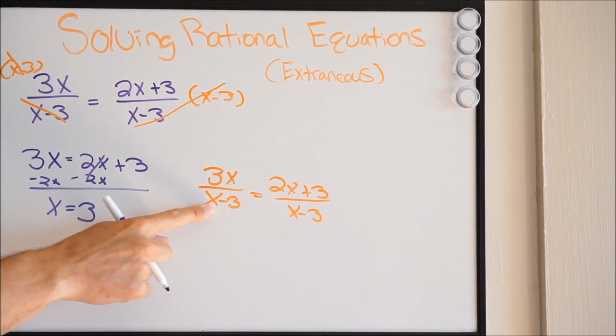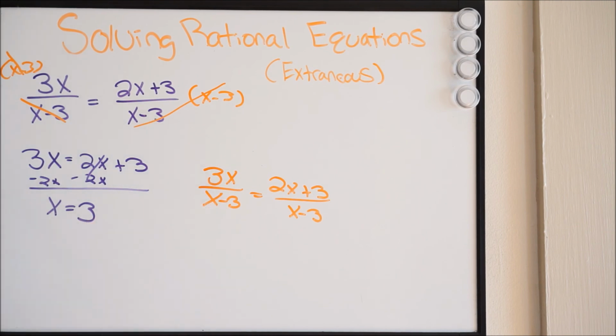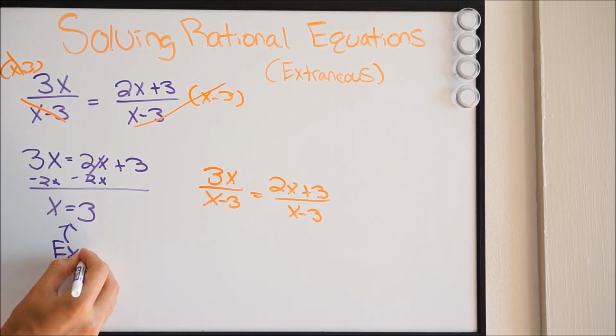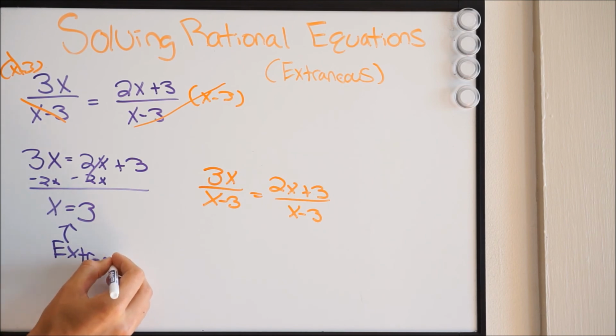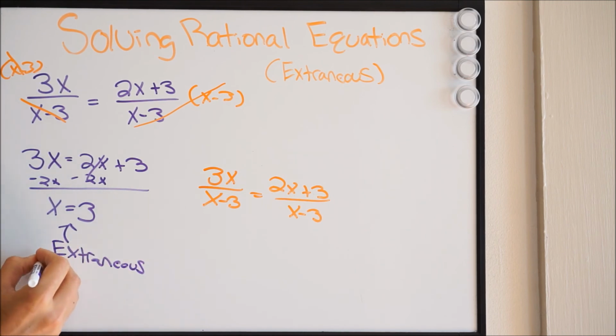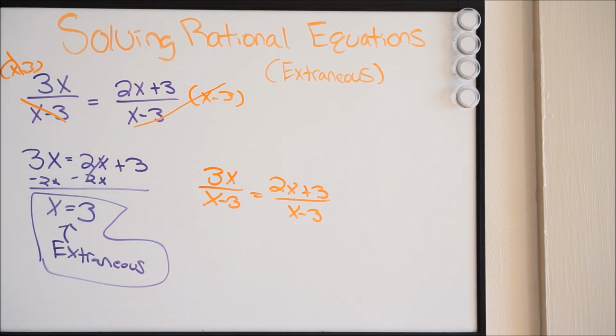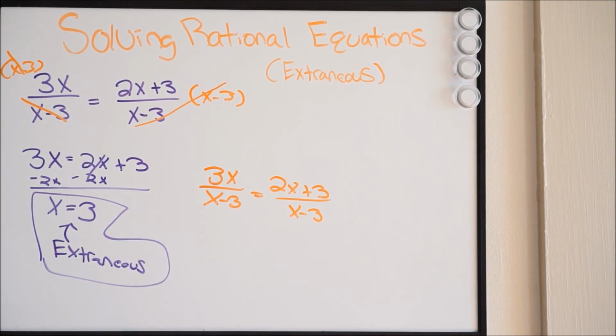If x equals 3, think what's going to happen. If I plug this into the denominator here, 3 minus 3 will be 0. Same thing here, 3 minus 3 will be 0. And we know that we cannot have division by 0. If we do, it's going to be undefined. So in this case, 3 is going to be an extraneous solution. Mathematically, it is incorrect. So that would be your answer for this particular problem. Okay, let's try another example.